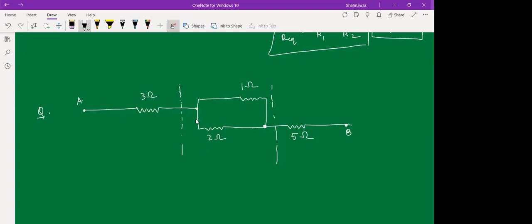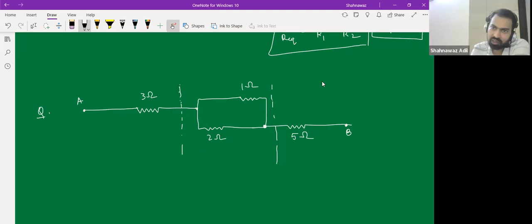Yes, sir. So for the parallel case, the equivalent resistance is how much? For the two resistances, it is R1 R2 divided by R1 plus R2. So this would be 1 into 2 divided by 1 plus 2. So this is 2 by 3. Right.